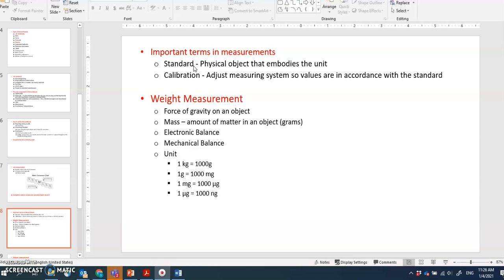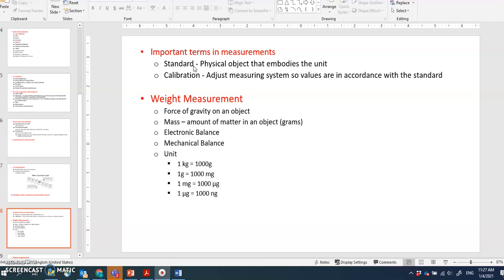Anyway, the balance is the instrument you're going to use to determine the weight. There are electronic balances, mechanical balances, but normally these days everyone uses electronic balances. You should know how to use electronic balances. I'll show you in the lab.